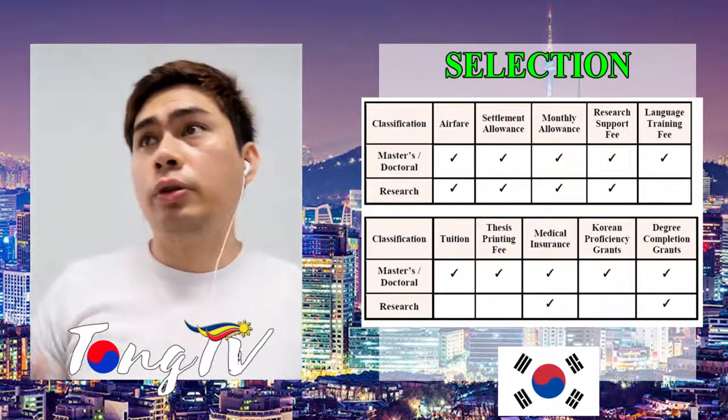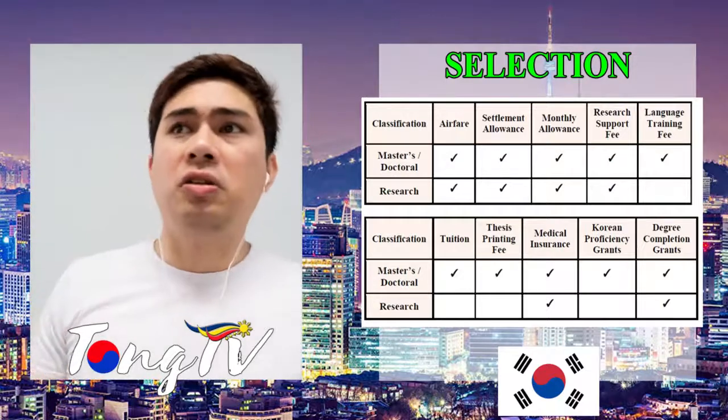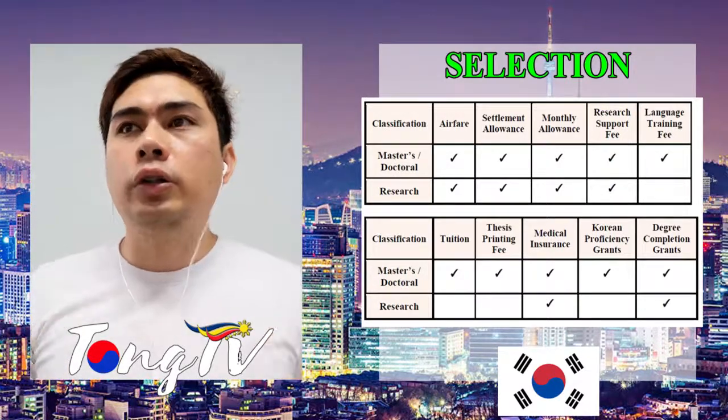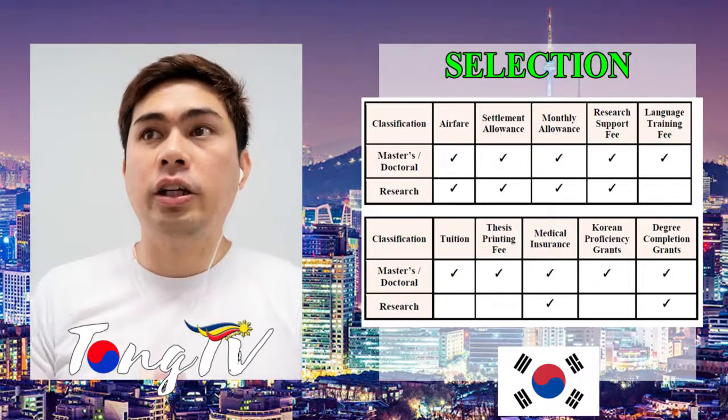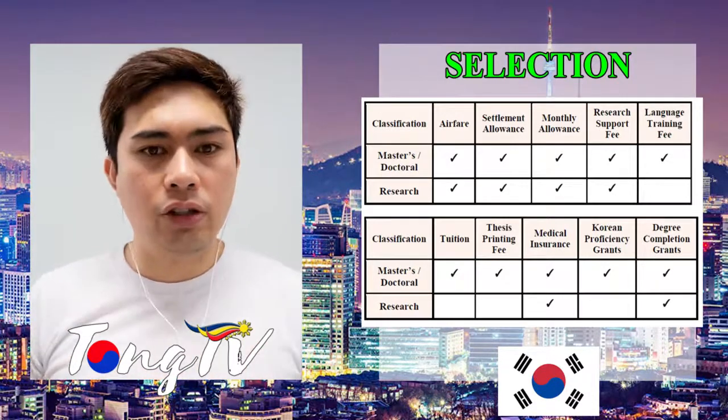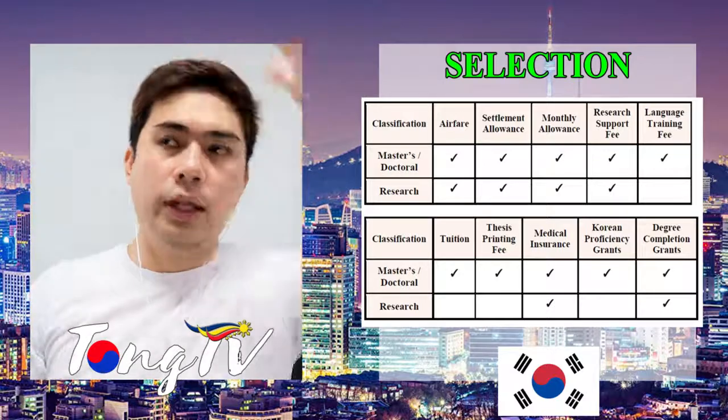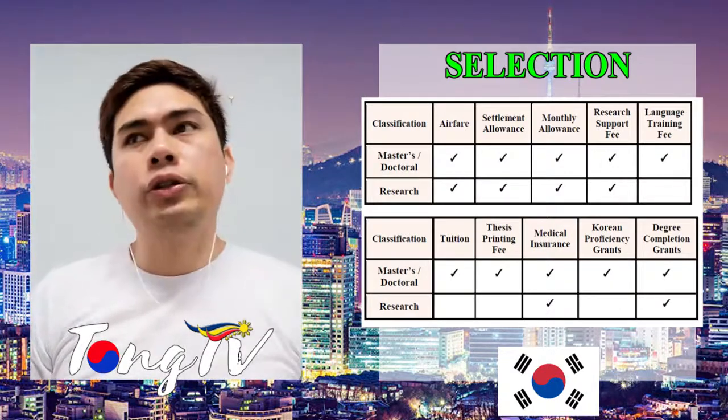Research support, language training. For research, no, you don't need that. For tuition fee, master's and doctorate degree only, because for research, you are not here to study anymore. You have a research project to do. So thesis printing, master's and doctorate.